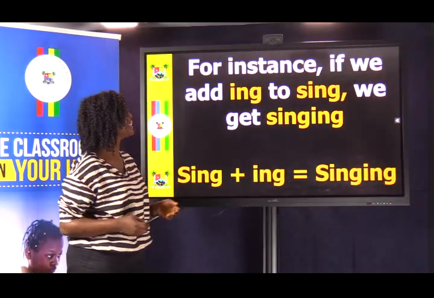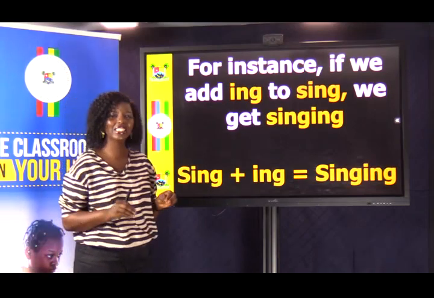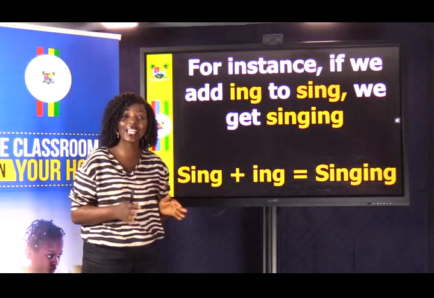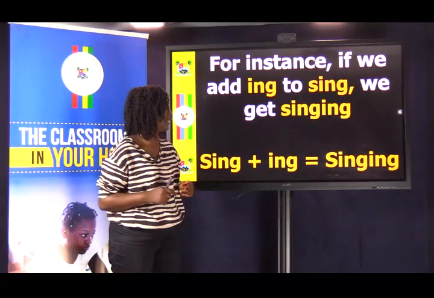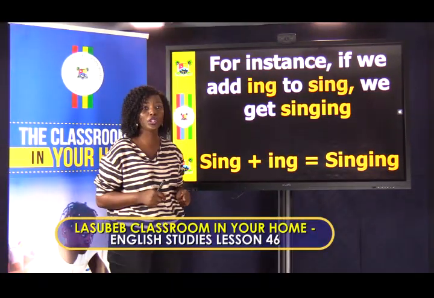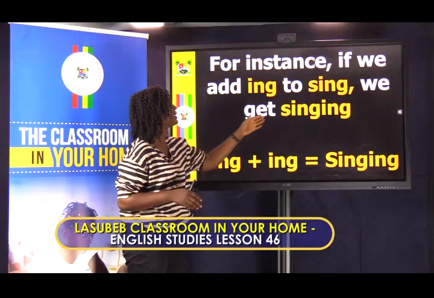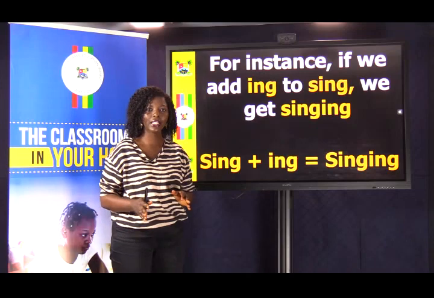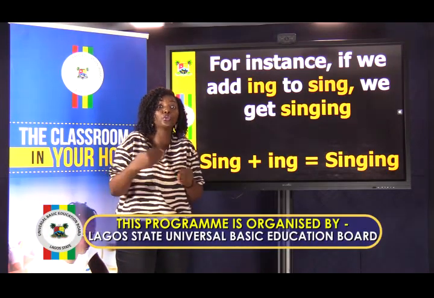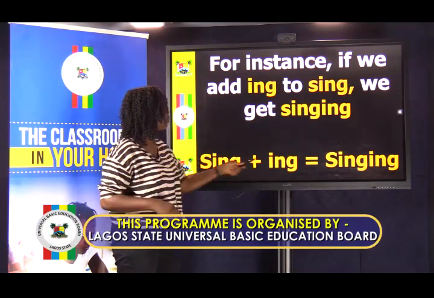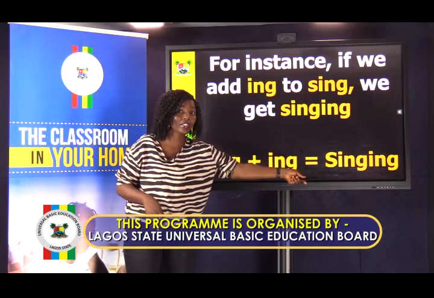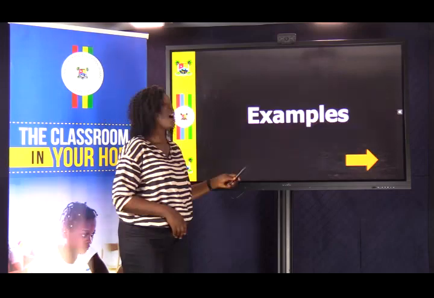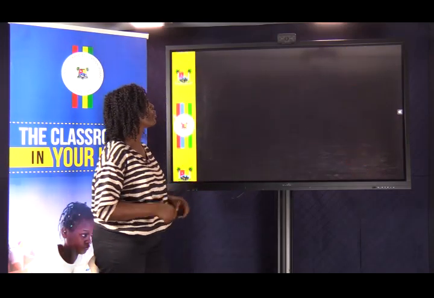Okay, so for instance, let us add ing to sing. Of course, we know sing as a verb, right? Now if we add ing to it, what do we get? We get singing. And you know, singing is a present continuous tense. It has gone beyond what you're doing to something continuous. So sing plus ing will give us what, children? Singing. All right, so we move to the examples proper.